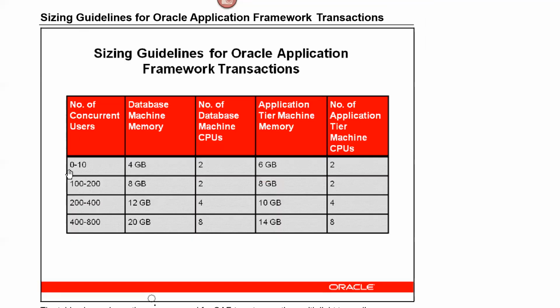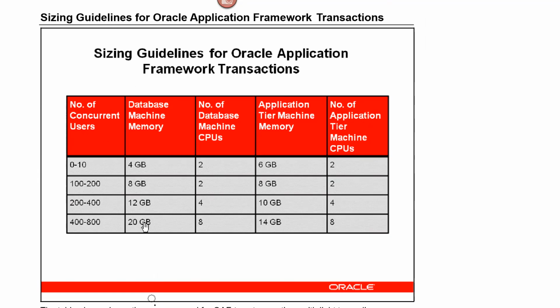So if at all you have 0 to 10, 0 to 10 is hardly anything. It's mostly a training organization. At least minimum you can expect 50 concurrent users. For a little bigger organization, you may have 100 to 200. 400 to 800 is like massive. It's a very big organization. So based on this, they have given approximately how much is the database memory, how many CPUs you need, what is the application memory you need, and how many application tabs per machine CPU. So they have just given some benchmarking.